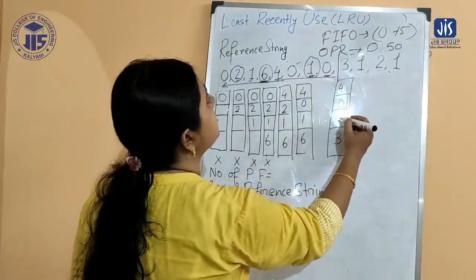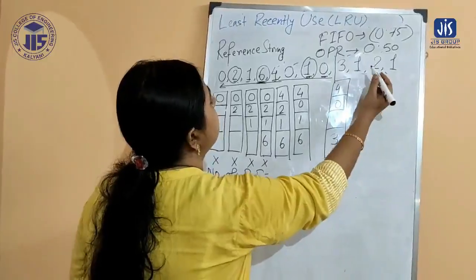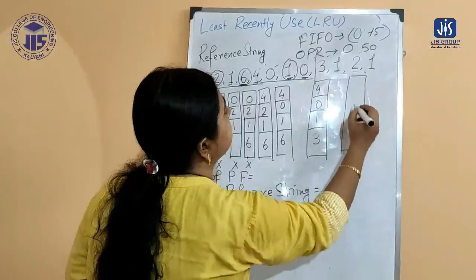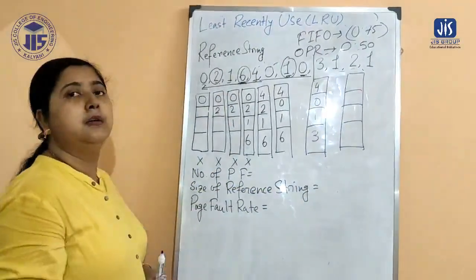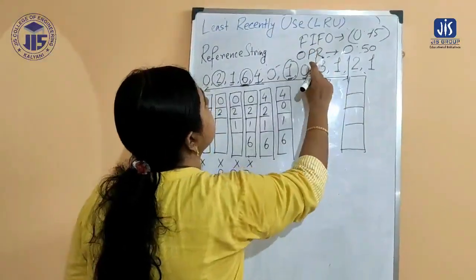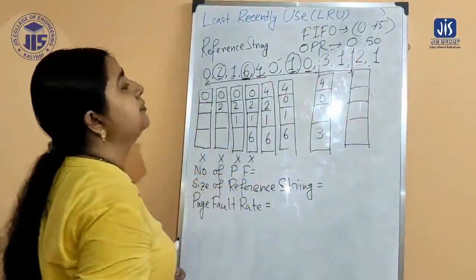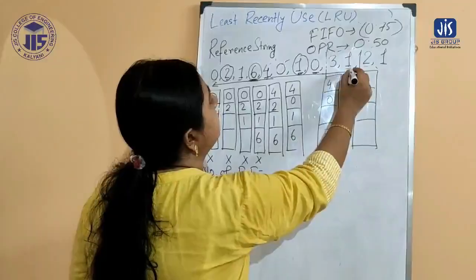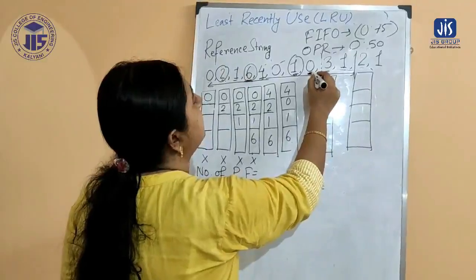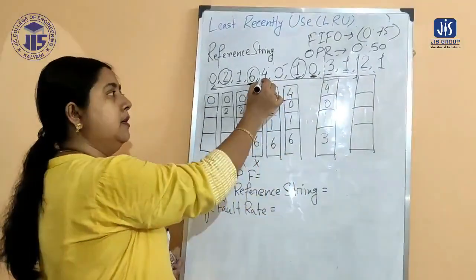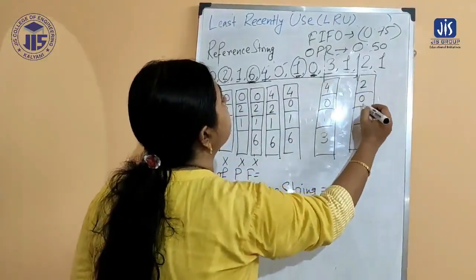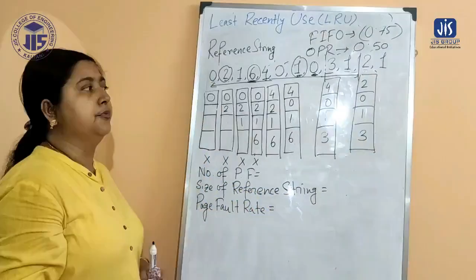Now you can see 1 is already there. Now 2. For 2 again we need to replace a page. So again we need to search in the past from this position. Okay. So you can see 1 is here. 3 is here. 0 is here. So 4 is the least recently used. So 2 is going to be inserted in place of 4.